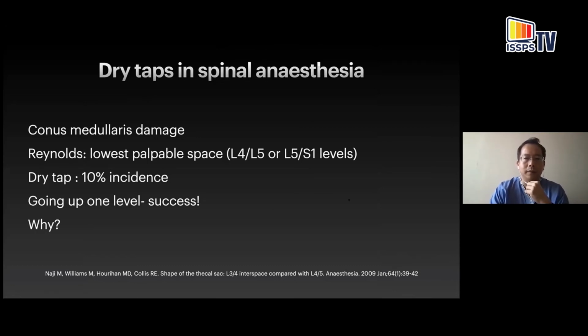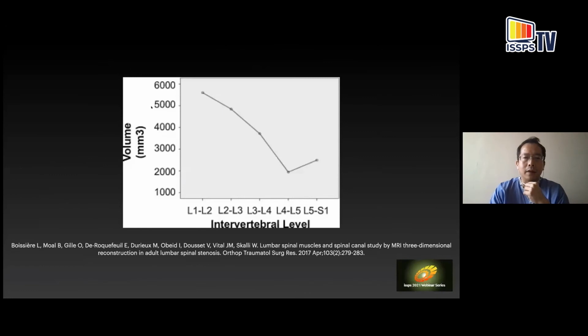Why is that? The reason is this, right? The volume of the CSF declines as you go lower down the lumbar spine. At L4 and L5, you've really got a small amount to play with. And so as you go backwards one level, you increase your chance exponentially of getting CSF.